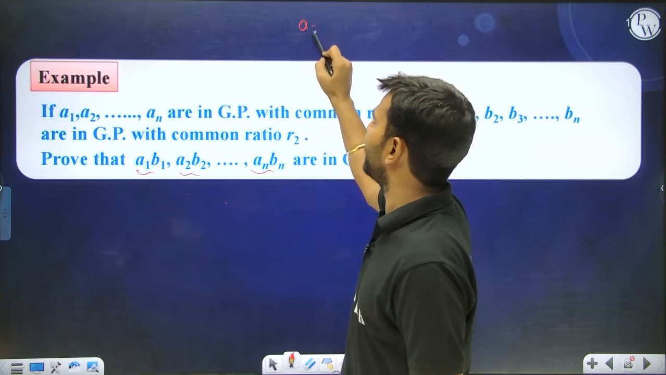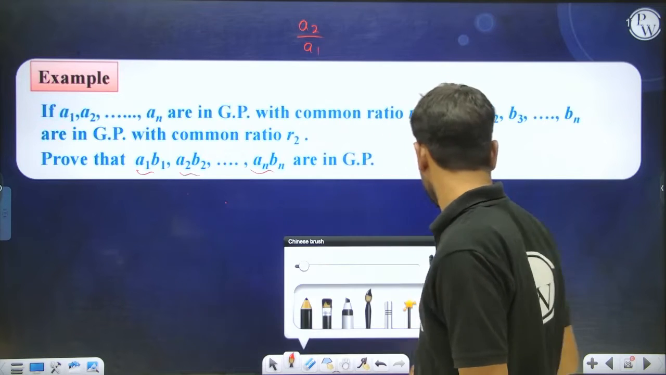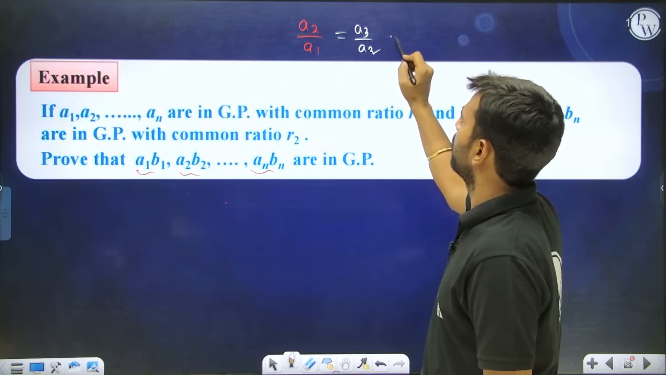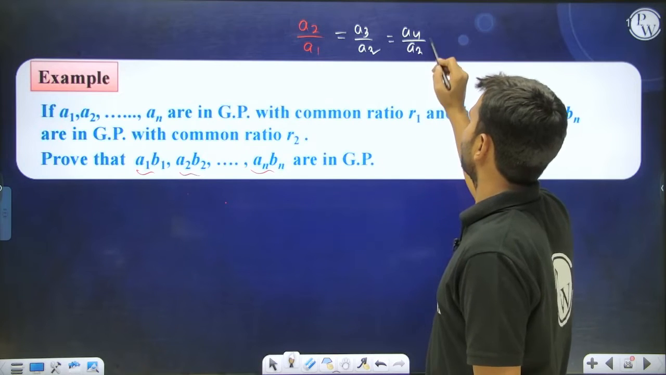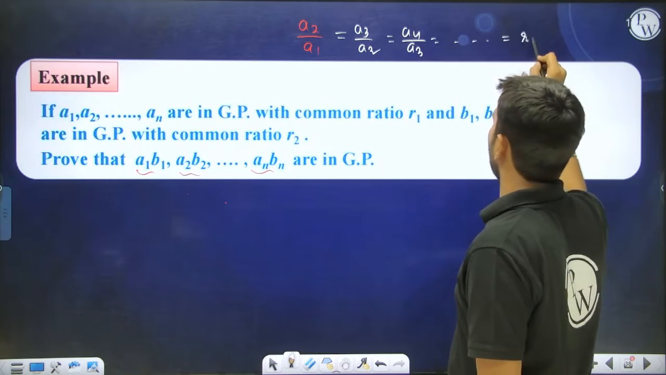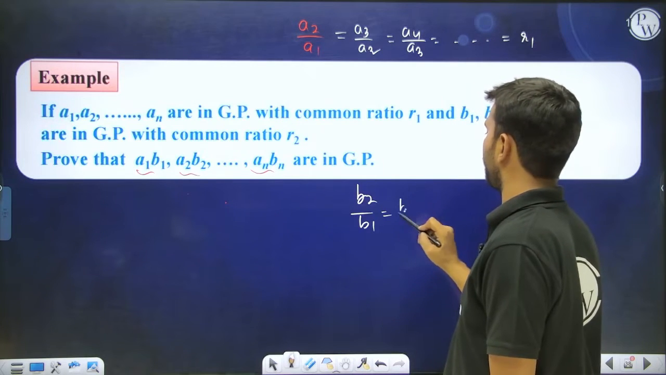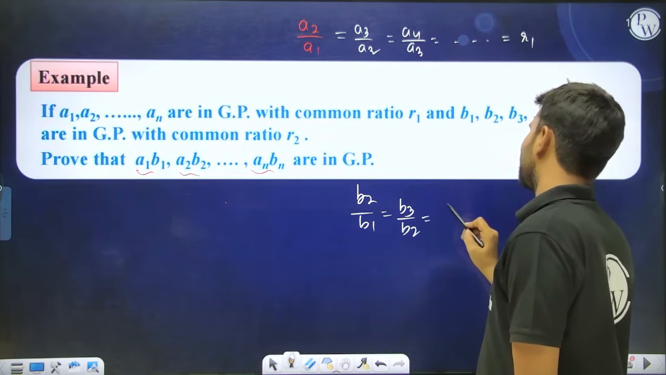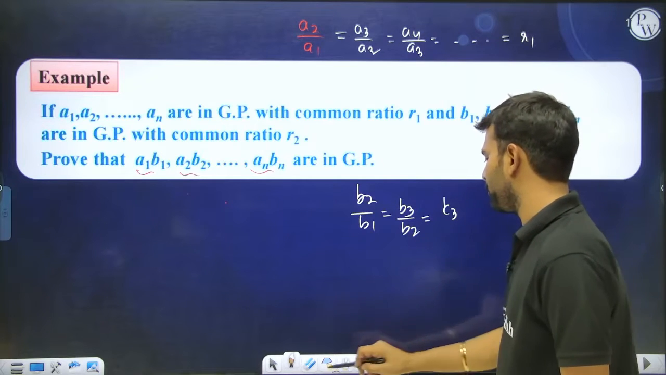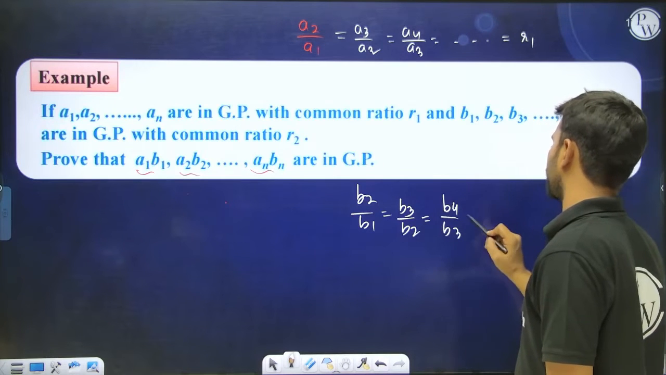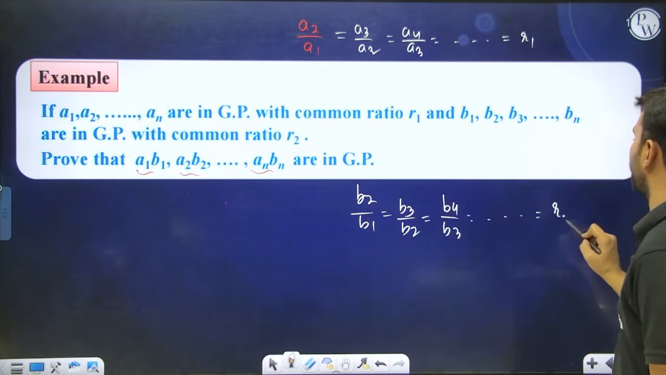Now you can understand that A2 upon A1 is equal to A3 upon A2 is equal to A4 upon A3, and so on. This is the case, and this is equal to what? R1. Also, if you see, then B2 upon B1 is equal to B3 upon B2 is equal to B4 upon B3, and so on, and this is equal to, by the way, R2.